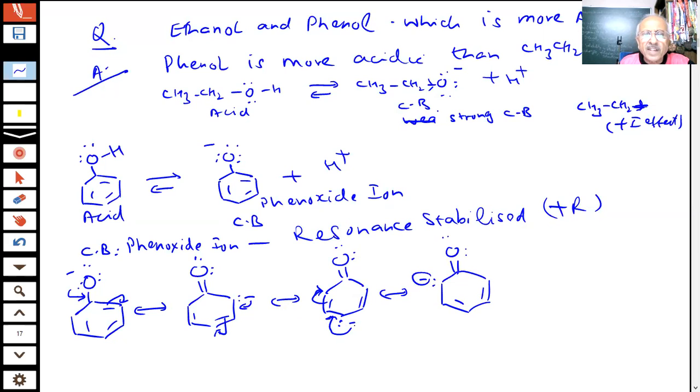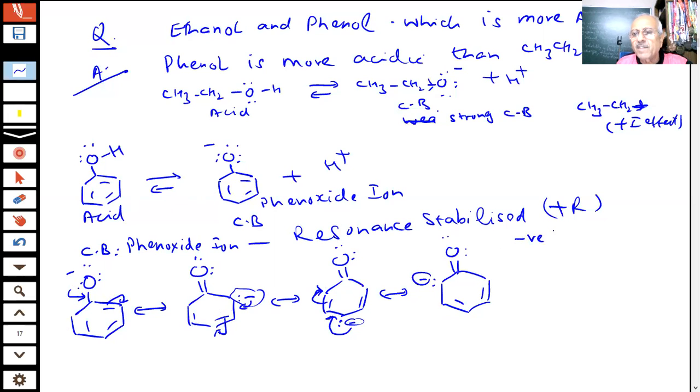Now this negative charge is stabilized by resonance. Therefore, this is stable. It won't go back. Conjugate base is more stable. Or this phenoxide ion is a weaker conjugate base because the negative charge is not on oxygen. It is dispersed on the different parts of the benzene. So the negative charge of the phenoxide ion is delocalized.